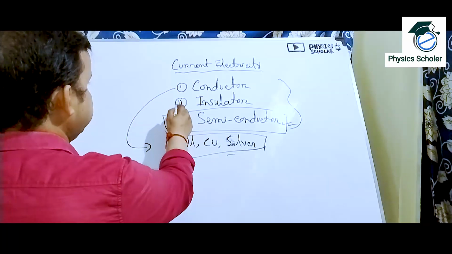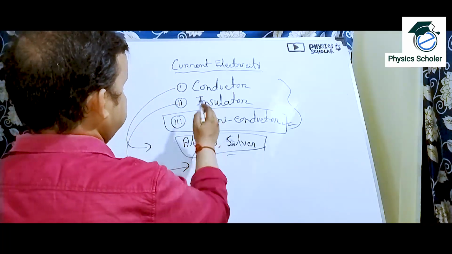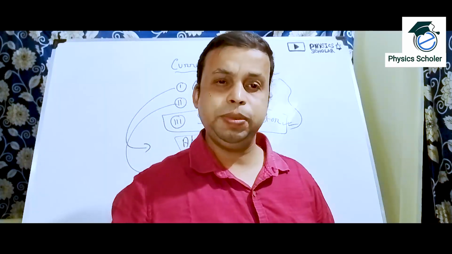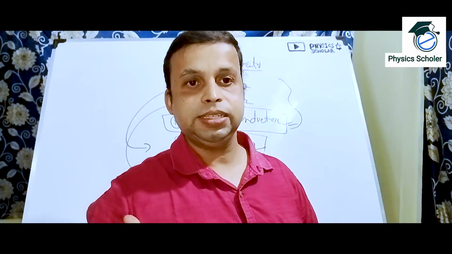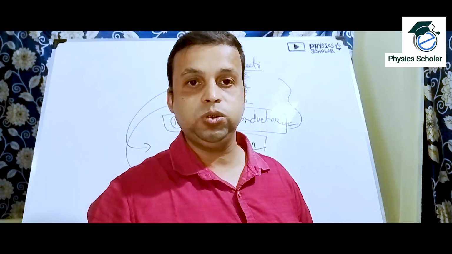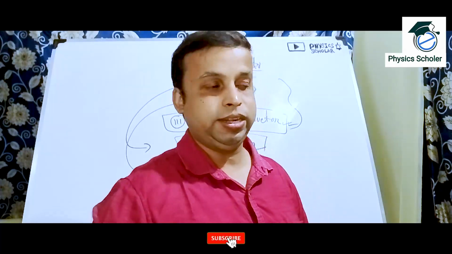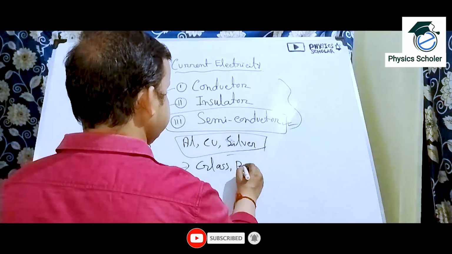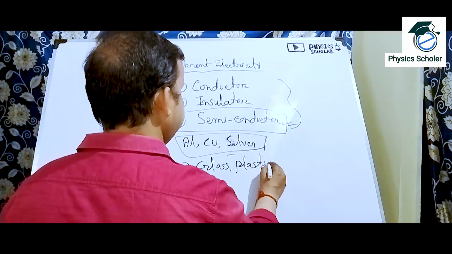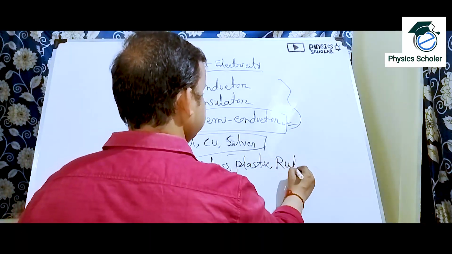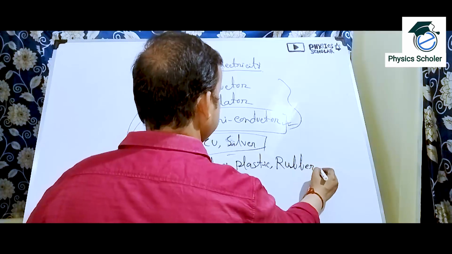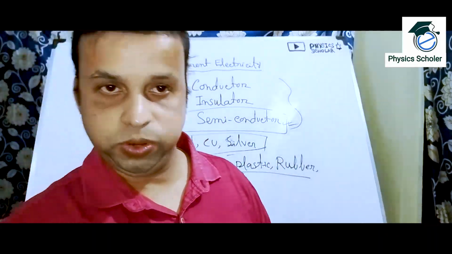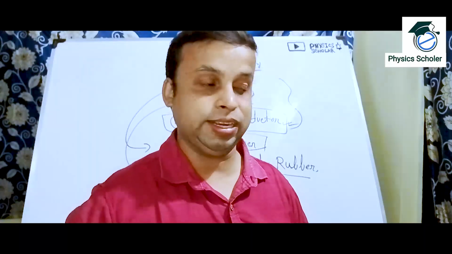What is an insulator? An insulator is a material which doesn't allow the current to flow through it. Very simple. What are the examples? Glass, plastic, rubber. These are known as insulators; they don't allow the current to flow through them.